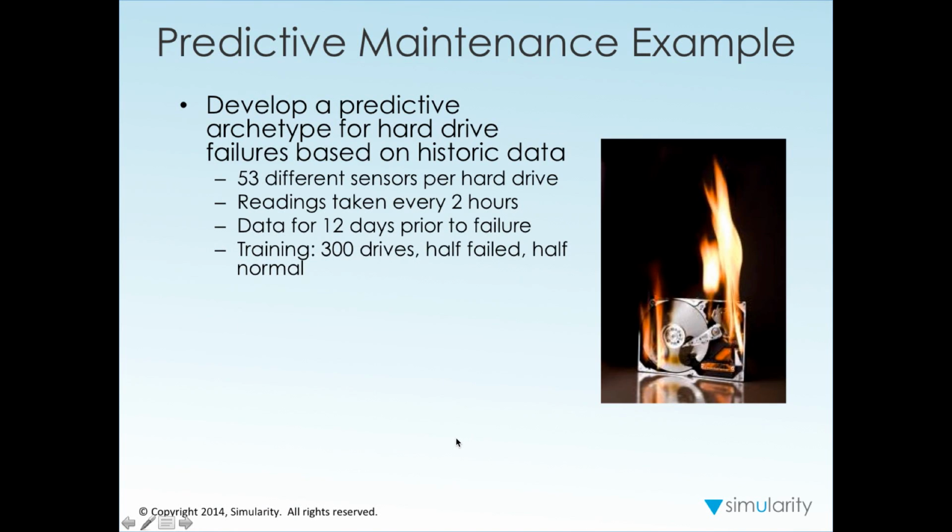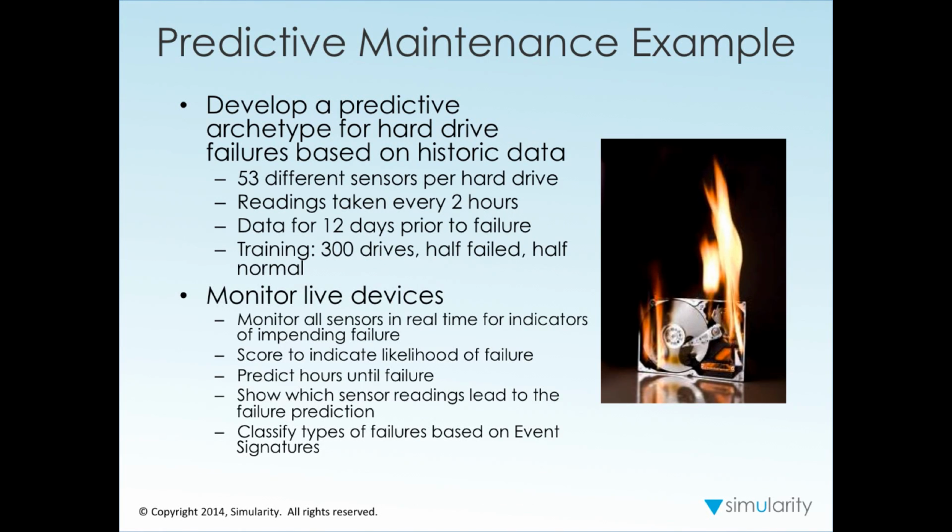You can use time series predictive archetypes for predictive maintenance. And here's an example that we created. The goal is to develop a predictive archetype for hard drive failures based on historic data. So we've got 53 different sensors per hard drive. We've got historic data of readings taken every 2 hours for 12 days prior to a failure. And we've got training data of 300 hard drives. About half failed and half of them are operating normally.